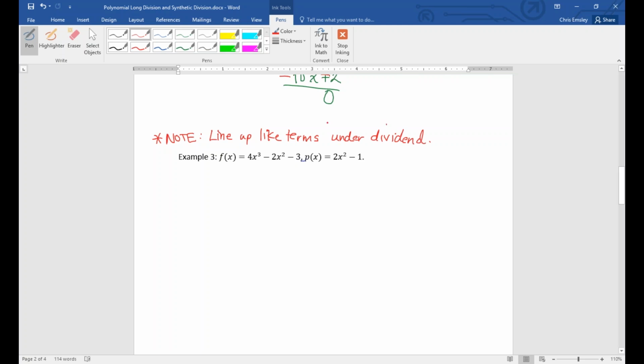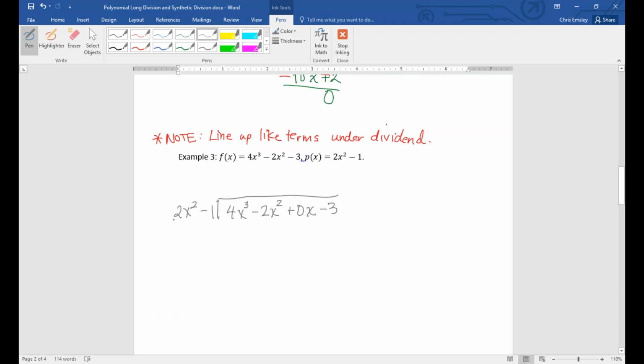Okay, and you'll see what I mean here in a minute when we start to work this problem. So let's write this one out. Our divisor, the thing that goes under the division symbol, is 4x cubed minus 2x squared. We don't have an x term, so we need a placeholder in there for 0x minus 3. And we're going to divide that by 2x squared minus 1.